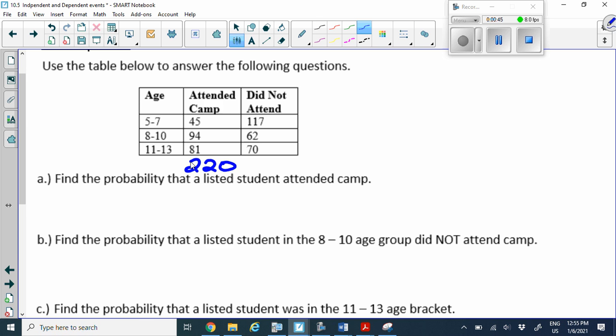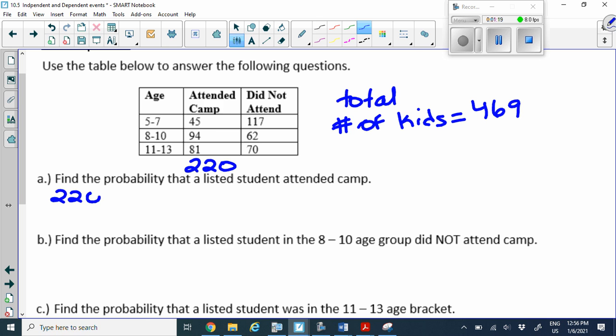Now we need to make sure we add up all of these numbers to get the total. So in your calculator, you're going to put 45 plus 94 plus 81 plus 117 plus 62 plus 70. When you add all those up, we get 469. Now let's find the probability of those who attended camp over all of the kids.